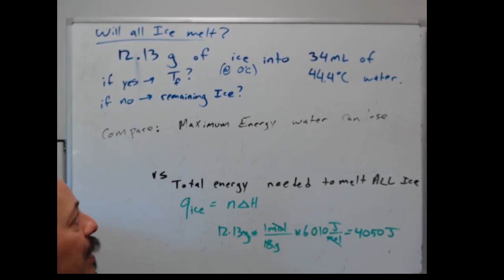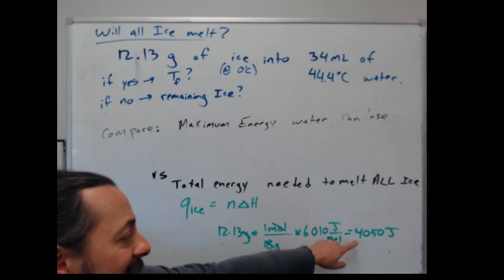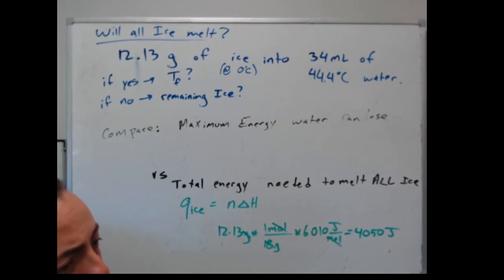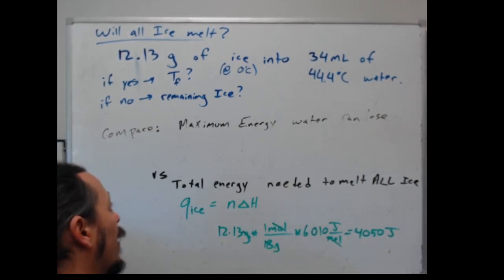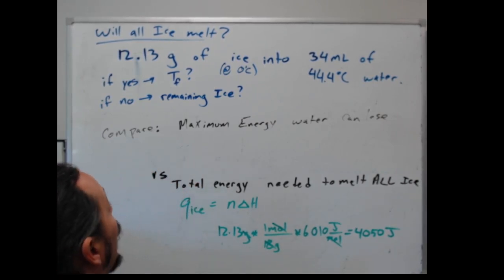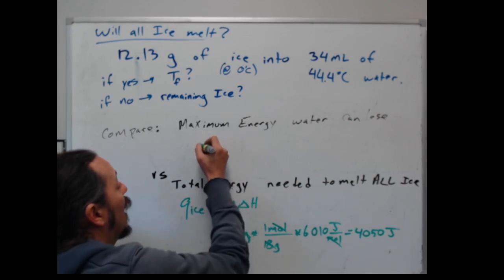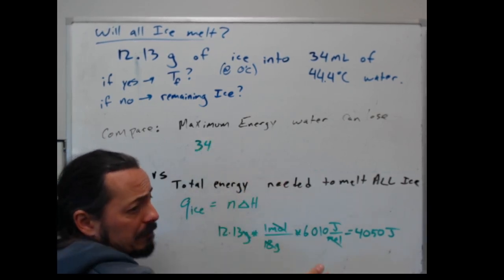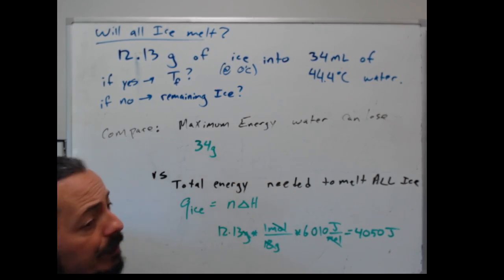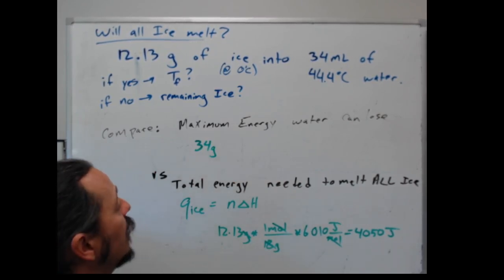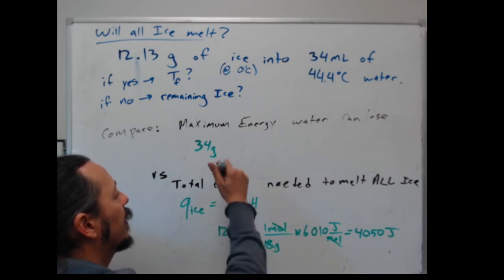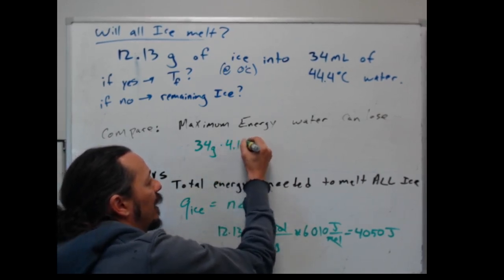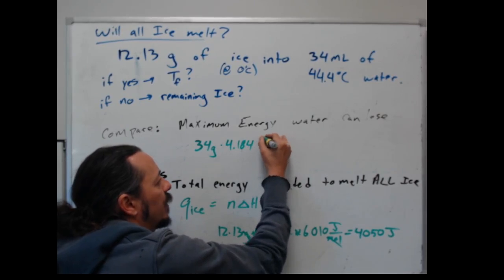And now the big question is, does my water have that amount of energy? Does it have more than that amount of energy, or does it have less than that amount of energy? Because it needs at least that much in order to melt all of the ice. So then I check, and I say, okay, what's the maximum amount of energy my water can lose? I've got 34 milliliters, which we'll convert to grams because the density of pure water is 1 gram per milliliter, times the 4.184, the heat capacity for water.